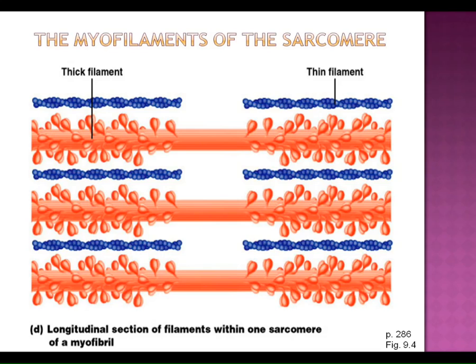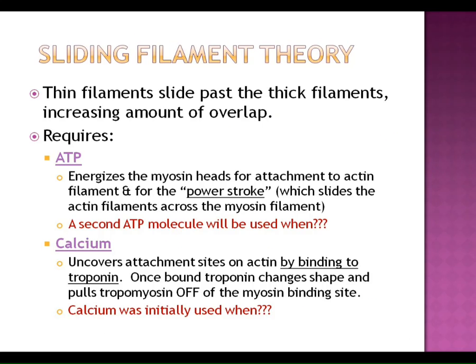So what do we need for this to happen? ATP and calcium. So what does ATP do? It energizes the myosin head to attach to the actin for the power stroke. Now, once the power stroke has been completed, what do we need to happen? A detachment. We need to be able to let go of that binding, right? And what enables us to let go is another ATP molecule. It helps us detach.